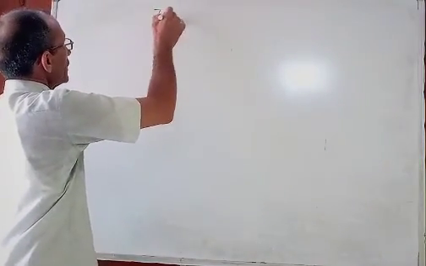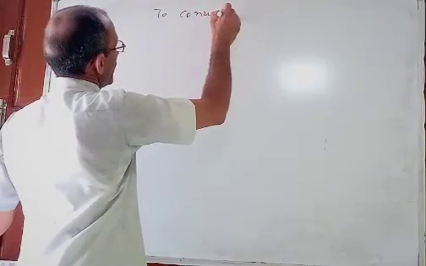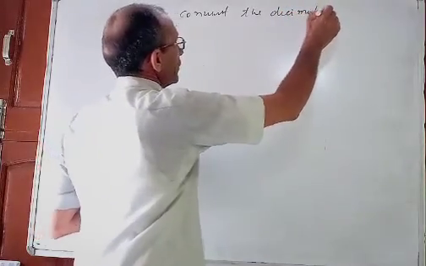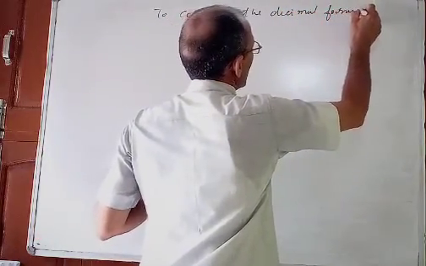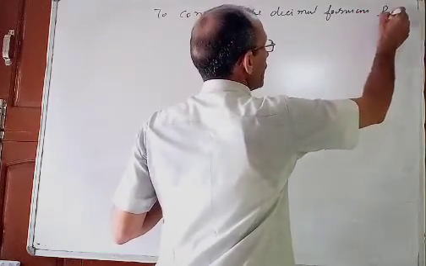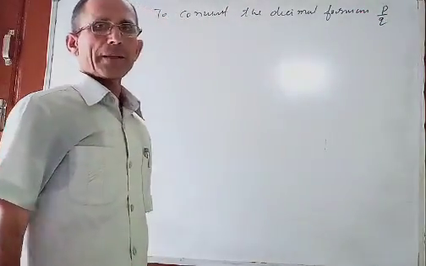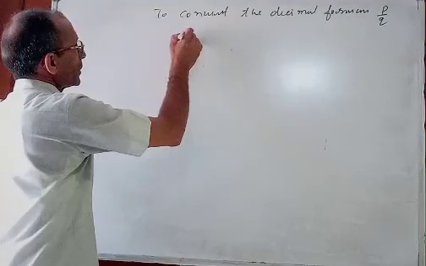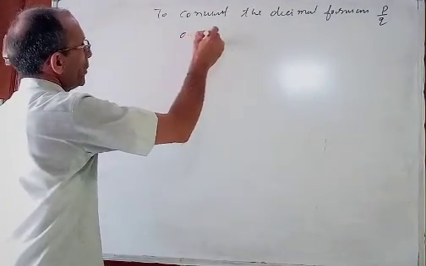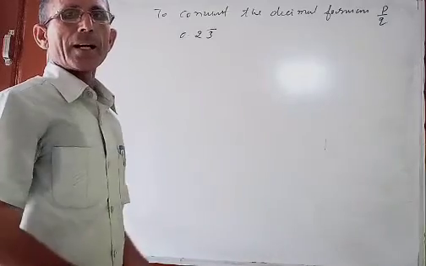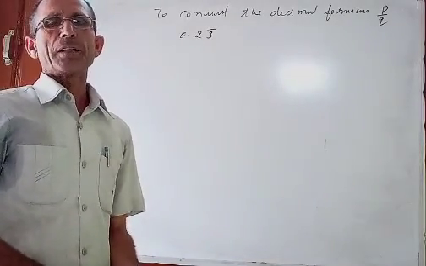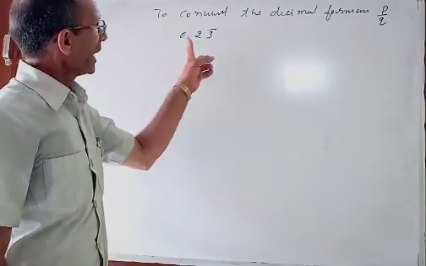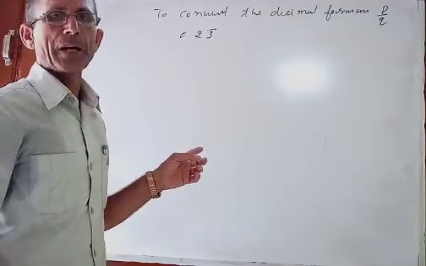To convert the decimal form in p by q, what are the steps? Take 0.23 bar. This is the decimal form we have to convert in the form of p by q. So first step, first of all, take the given decimal form equal to x.